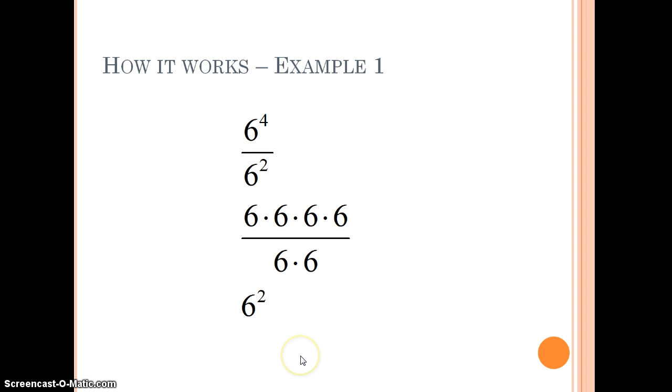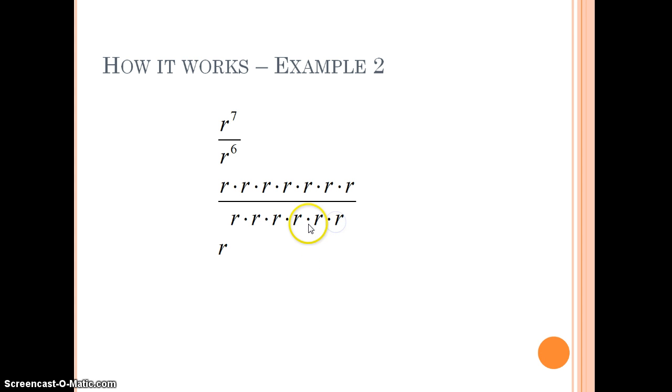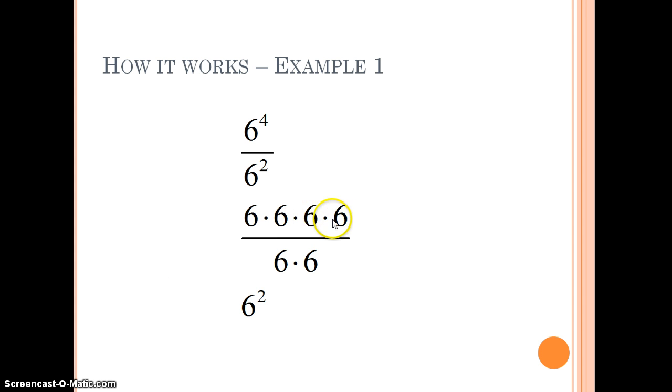So here's how example number 1 works. 6 to the 4th power is 6 times 6 times 6 times 6. 6 to the 2nd power is 6 times 6. Remember, if they can find a partner, they can go to the dance. So please mark off the first 6 top and the first 6 bottom. Mark off the second 6 top and the second 6 bottom. What you have left will be these two sixes, and that would be 6 to the second power.